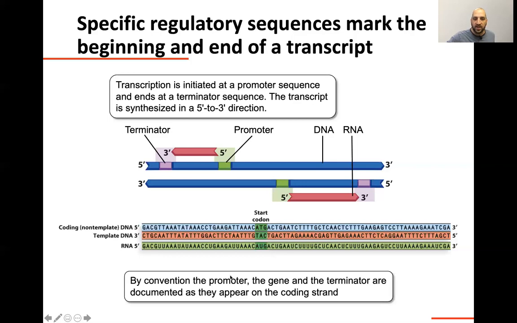By convention, the promoter, the gene, and the terminator are going to be documented. So if you go into NCBI and look for this information, which is what you've done as part of the sequence analysis activity in lab, you'll see that the promoter, terminator, and gene are all being presented to you as the coding strand, even though we understand as a group that that's not actually the strand that's involved in making the RNA.